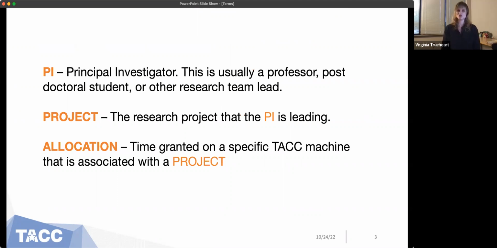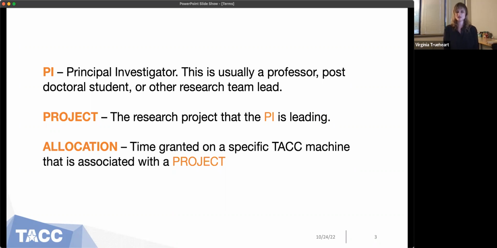To define these things, your PI is the principal investigator. This is usually your professor or postdoctoral student who's in charge of your lab, or some other sort of research team lead if you don't necessarily work in a purely academic sphere. These are the people that have designed and established the research project that you'll be working on, which specifically is the project name under which you will be working at TAC.